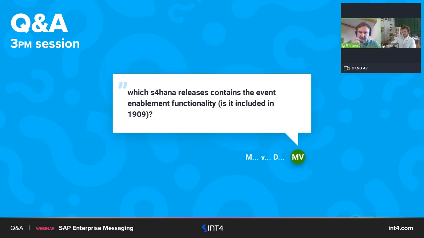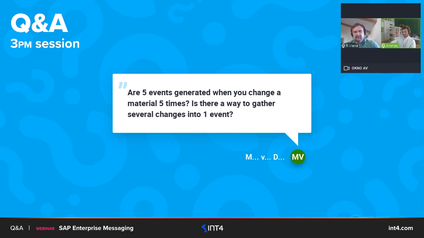Which S/4HANA releases contain the event functionality? From 1809 up. So it's available in every system with a version higher than or equal to 1809. One interesting question from Mark: yes, it's possible. If you see in our presentation, the format of this JSON is an array, so I can have more than one key in one event.